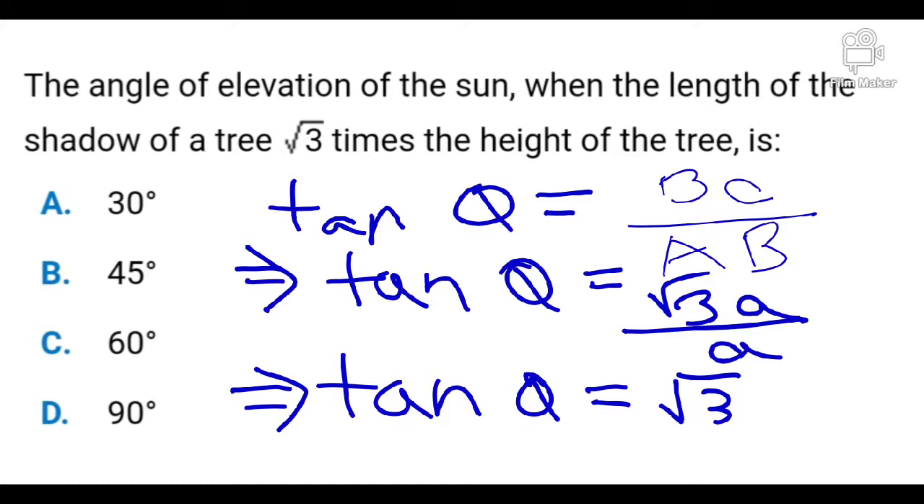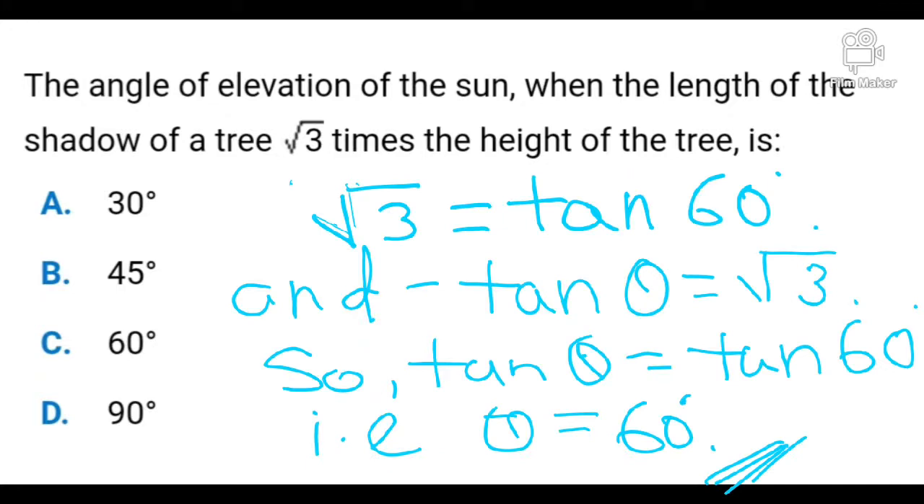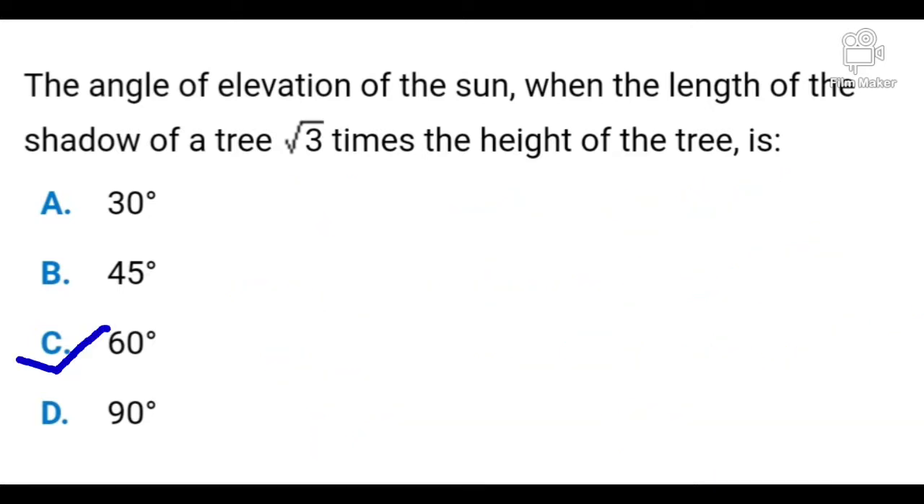So since we have taken the height as A and the shadow, that is the base, as root 3A, we get tan theta is equal to BC by AB. The BC here is root 3A and the base here, that is AB, is A. So taking tan theta is equal to root 3A by A, we get tan theta is equal to root 3. We know that tan 60 degree is root 3. Also, we have found that tan theta is equal to root 3. So from here we get that tan theta is equal to tan 60 degree, and from here we get that theta is equal to 60 degree. So the correct answer is 60 degree.